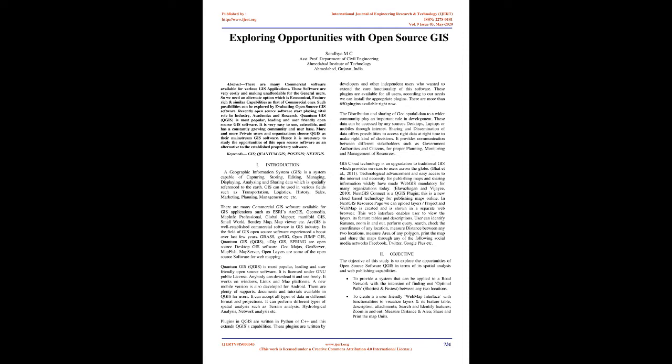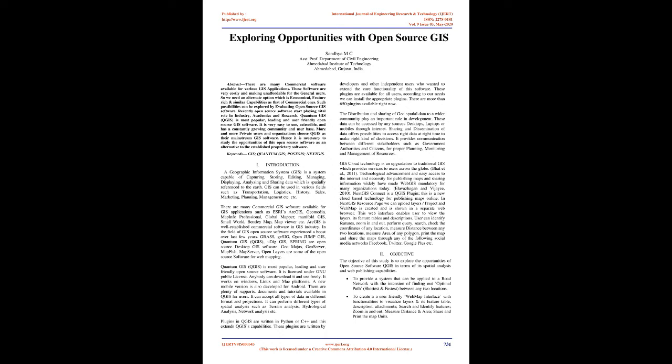Introduction. A geographic information system, GIS, is a system capable of capturing, storing, editing, managing, displaying, analyzing, and sharing data which is spatially referenced to the Earth. GIS can be used in various fields such as transportation, logistics, history, sales, marketing, planning, management, etc. There are many commercial GIS software available for GIS applications such as ESRI's ArcGIS, GeoMedia, MapInfo Professional, Global Mapper, Manifold GIS, Smallworld, Bentley Map, Map Viewer, etc.